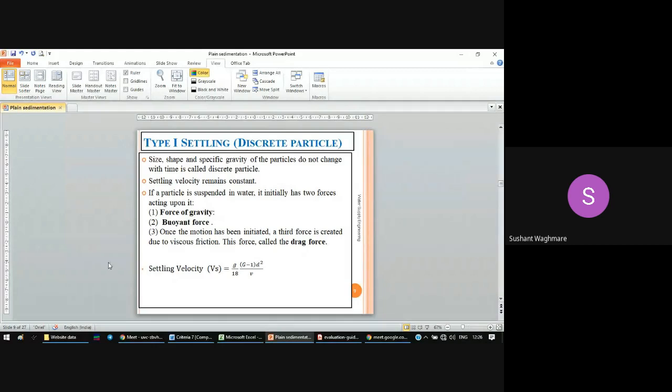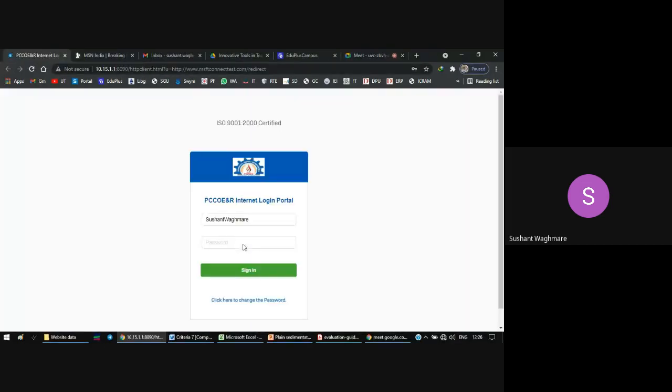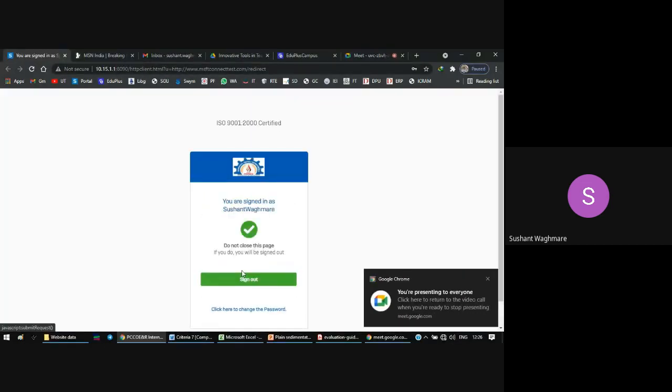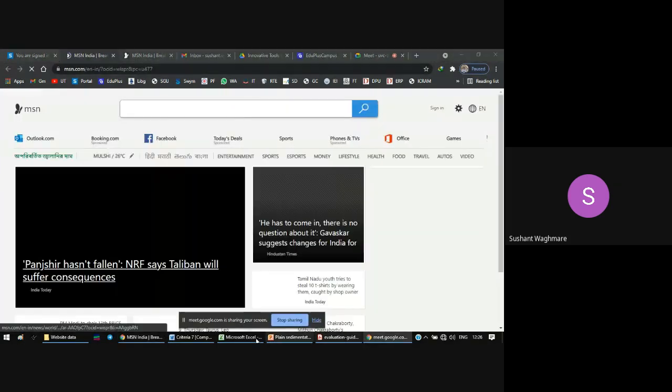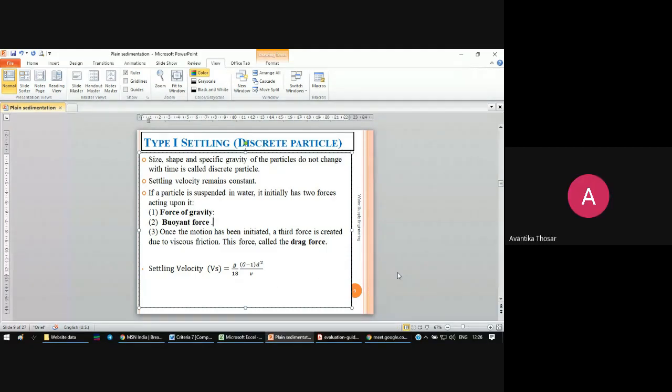Now next is how to find out settling velocity. Now just a minute. Can you see the screen? Can you see the screen? Yes, sir. Okay.